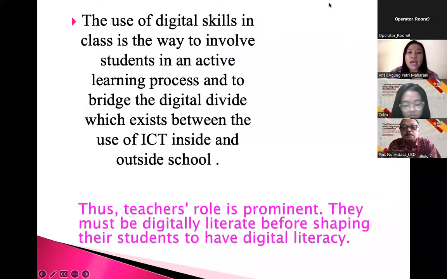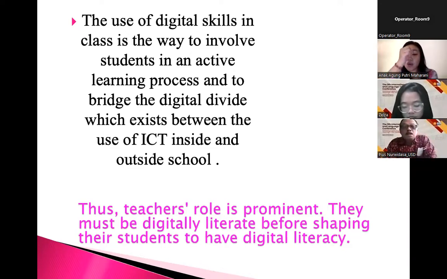The use of digital skills in class is the way to involve the students in an active learning process and to bridge the digital divide which exists between the use of ICT inside and outside of the school. Because this demand is crucial within the 21st century, the teacher's role is prominent in shaping the students to be active in the learning process.